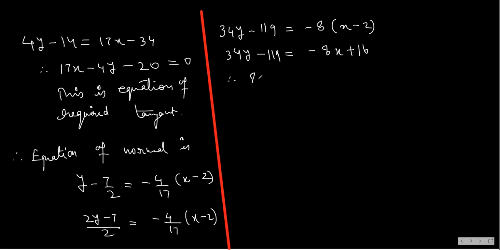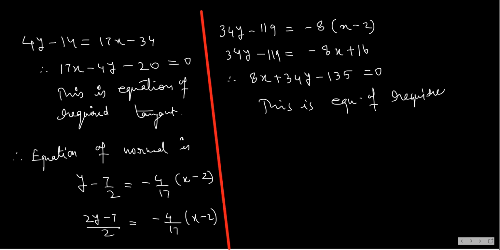So you have 8x plus 34y minus 135 equals 0. This is the equation of required normal. You can go ahead and check this.